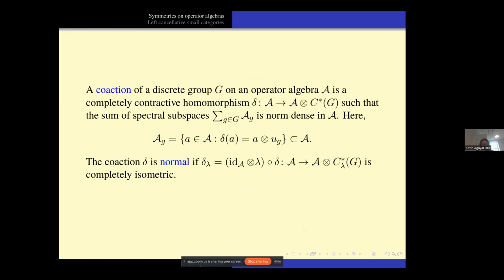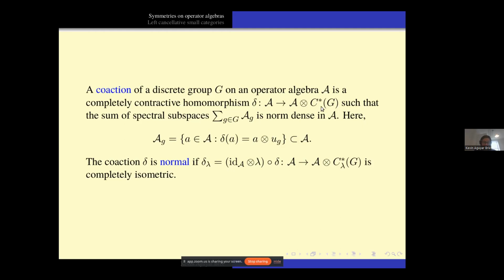So what is a coaction? If you are content with abelian groups, a coaction you can equally describe as an action of its dual group. But the point is to go beyond abelian groups, so we can't avoid it. You dualize the whole notion of an action, and in this case, a coaction on an operator algebra A is a completely contractive homomorphism into the tensor product of A with the full group C-star algebra.